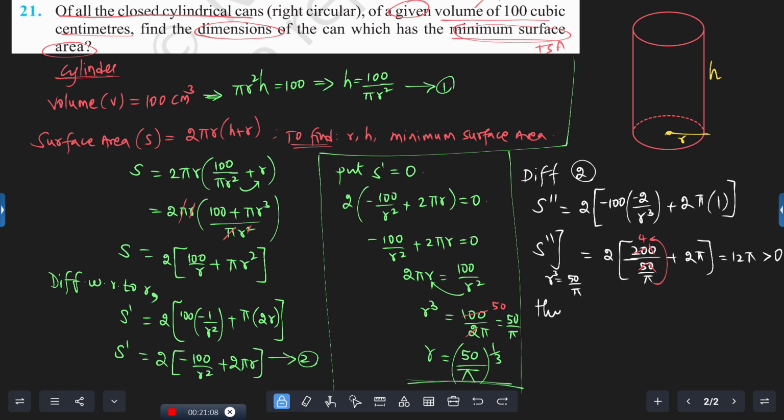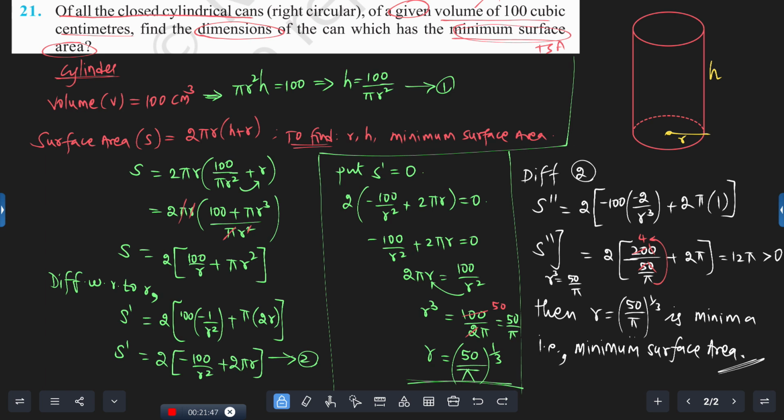Then what you can say? Double derivative is greater than 0. Then r cube is equal to 50 divided by pi, that is minima. So sorry, r means 50 by pi power 1 by 3 is greater than 0, minima. Minima in the sense, what is the meaning? Minimum surface area.